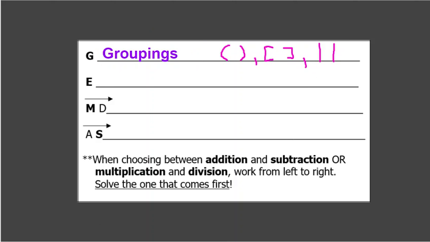The E in GEMDAS stands for exponents. And exponents could be, you have a base number, so let's say we have a 3, and an exponent is a little raised number above it. So this would be 3 to the 4th power. Another way we can see exponents would be a variable and then an exponent, a little raised number above it. So this would be x to the 2nd power, or x squared.